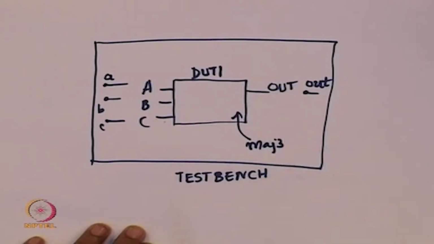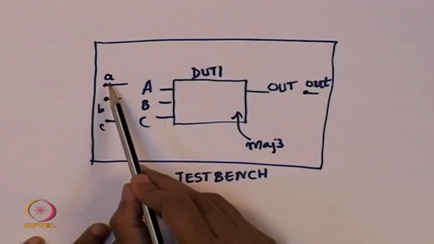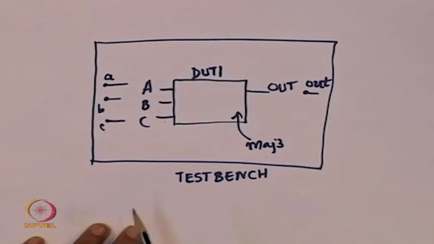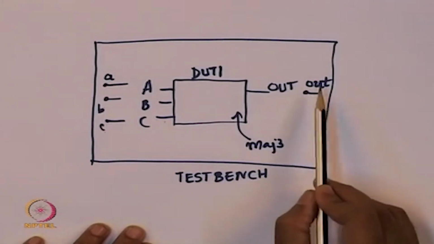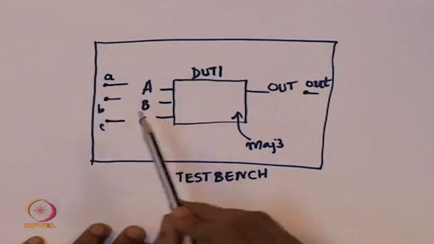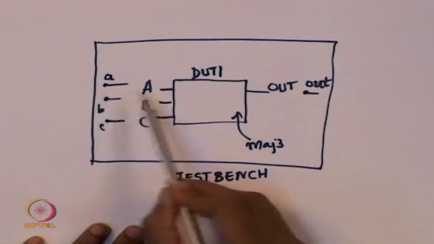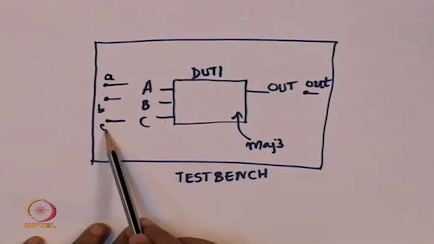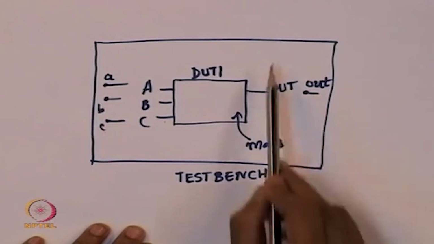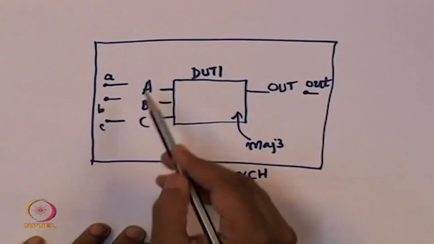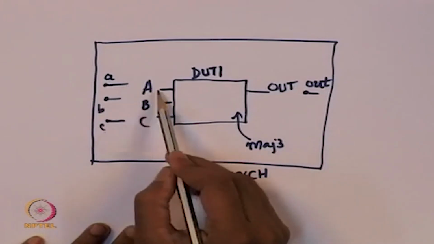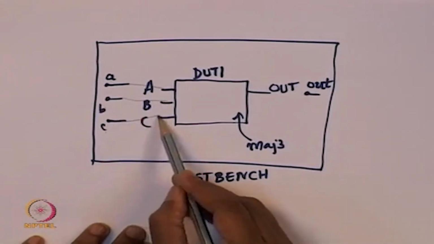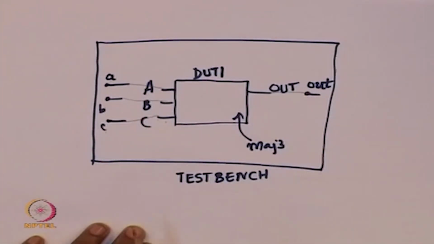Right. So to do that, I am going to declare 3 local things called small a, small b and small c, and I am going to declare something called out. So these 4 are going to be inside the test bench. See that this is not part of the design under test, they are part of the test bench. What I need eventually is lowercase a to be connected to A, lowercase b to be connected to B, lowercase c to be connected to C, and out to be connected to out, right.